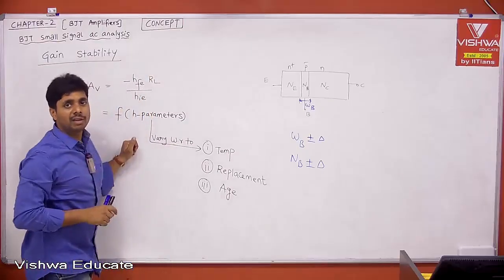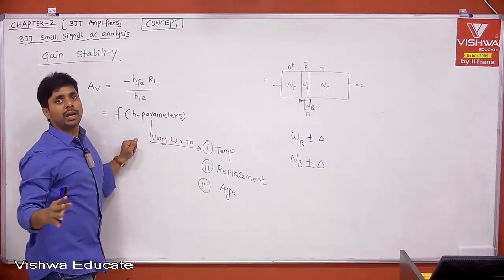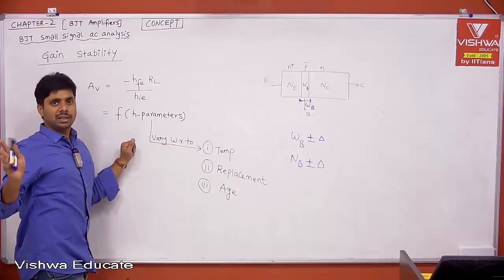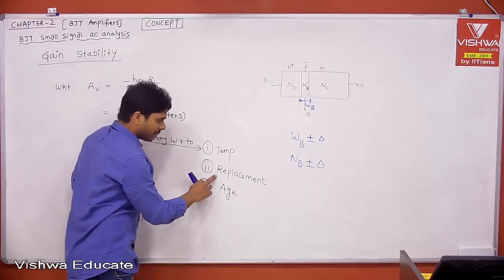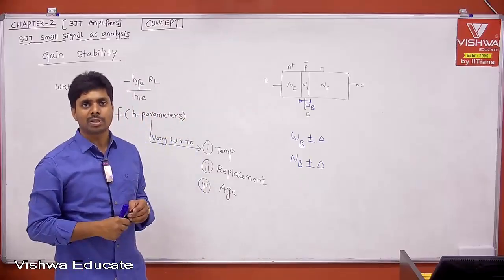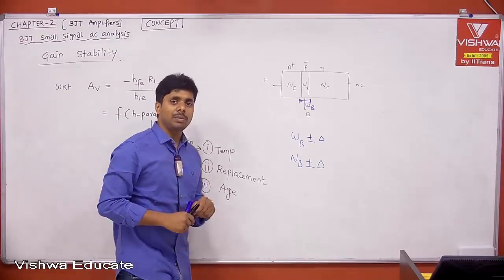Therefore, what I want to say is that your h parameters vary with respect to temperature, with respect to replacement, and with respect to age. Of the three, age is also not very dangerous, because maybe only after 3 years you see the effect of gain variation, not like today and tomorrow. When you design the circuit now, up to 1 year, up to 6 months you will not see anything, so that is fine. Replacement happens only when the transistor is burnt, else you will not go for replacement. Earlier people used to go for replacement.